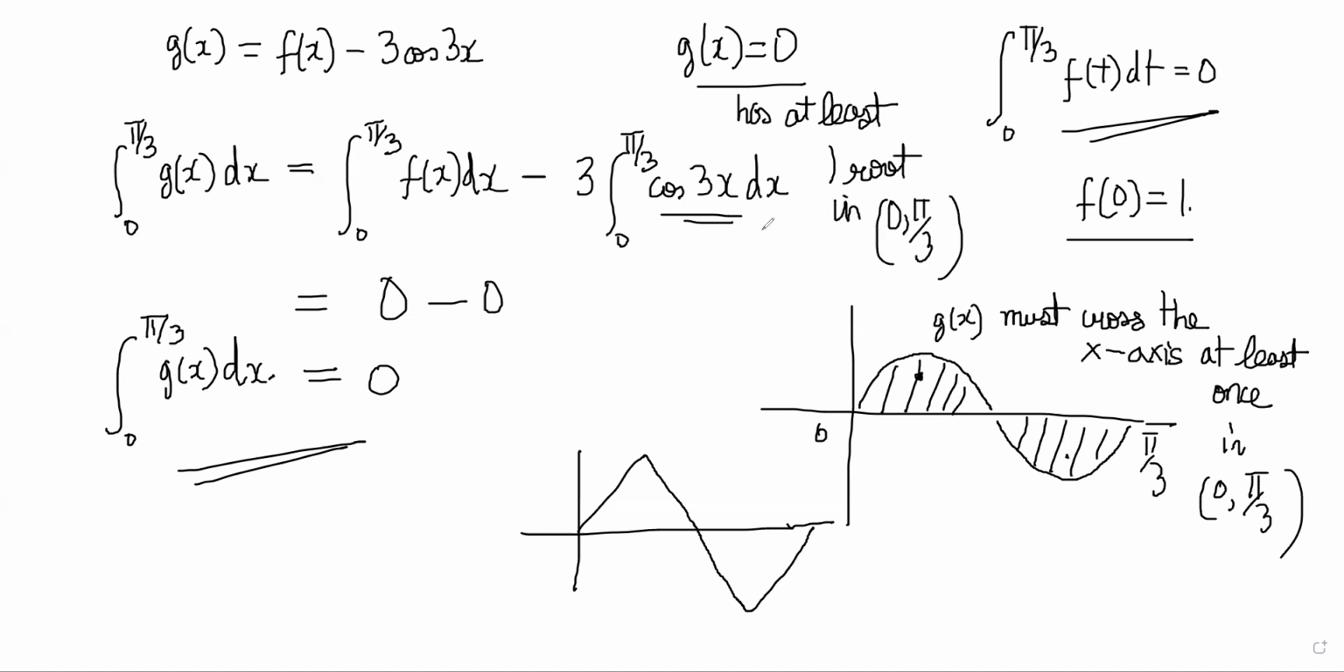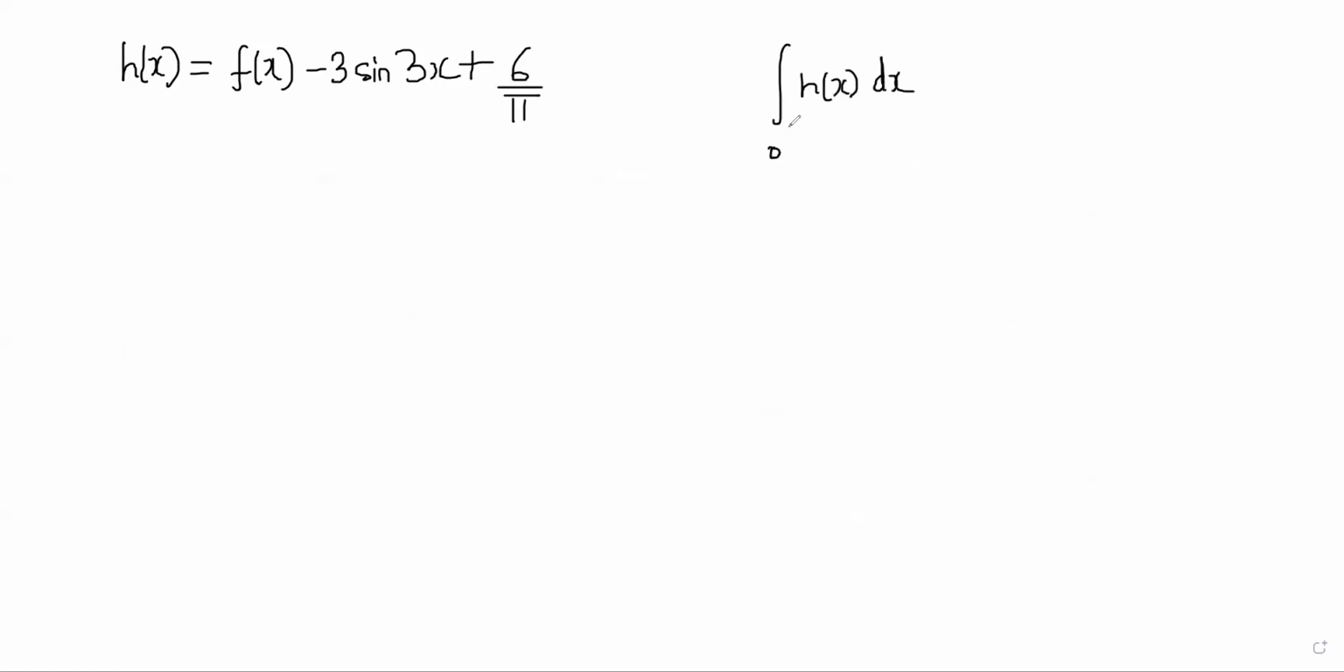So this is a very nice way to figure out whether a particular equation has roots or not. We define a relevant function and we check whether the area under the graph of the function is 0 or not. We approach the second part of the problem in a similar way. For the second part, we'll define a new function h of x, which is equal to f of x minus 3 sine 3x plus 6 over pi. And we'll try to find the integral of h of x dx from 0 to pi by 3 again, right?